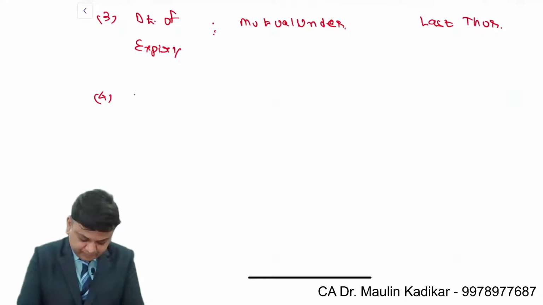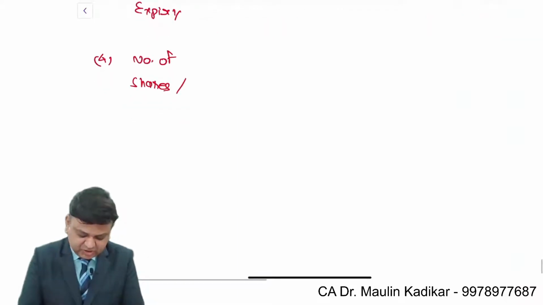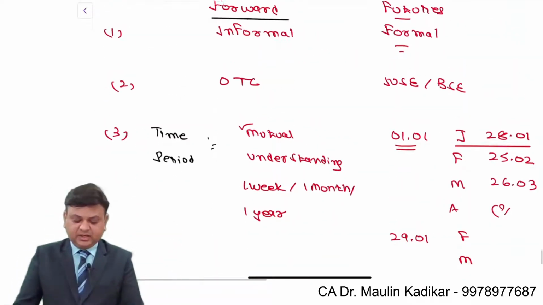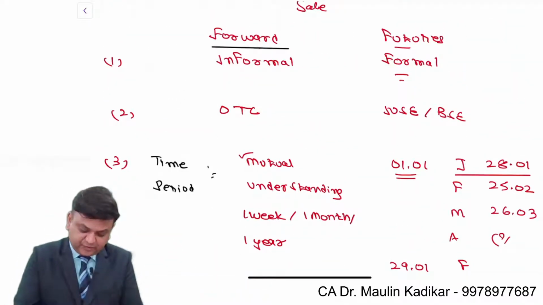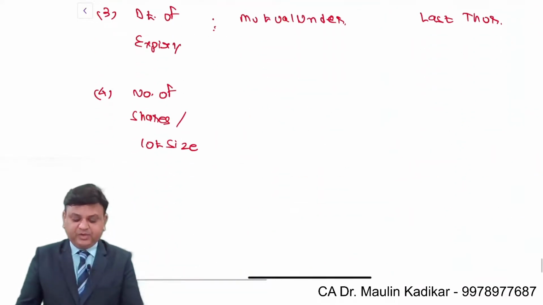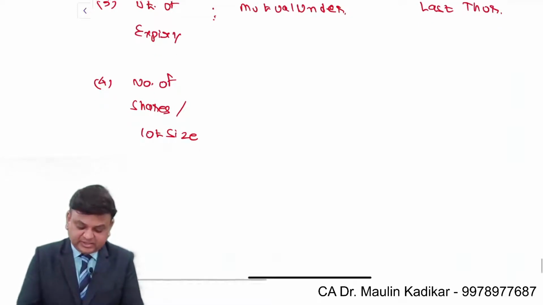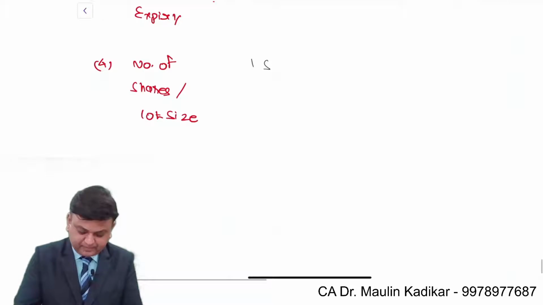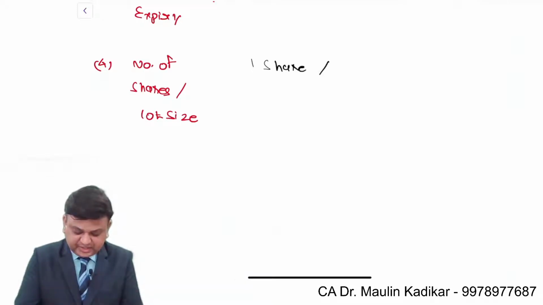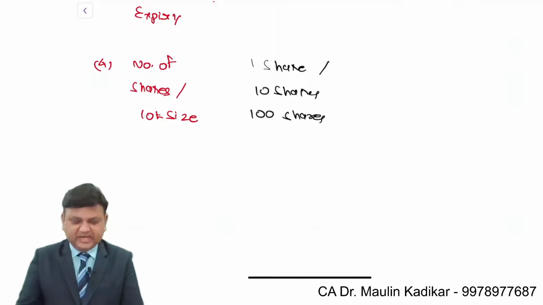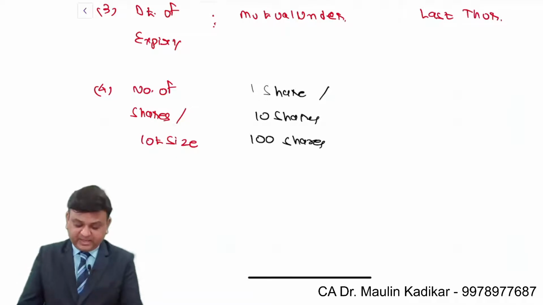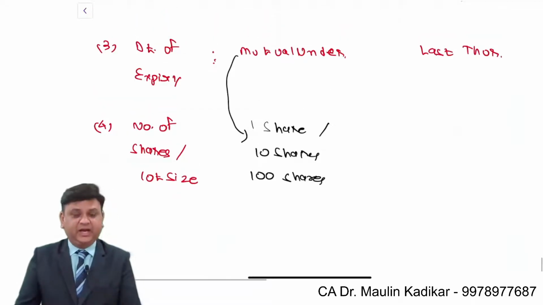Fourth, number of shares, lot size. Now friends, in case of the forward transaction, the transaction can be entered upon between my friend and me for any number of shares. We may enter into the transaction for 1 share, 10 shares, 100 shares, like that, whatever we mutually decide. That is again the mutual understanding that we have.